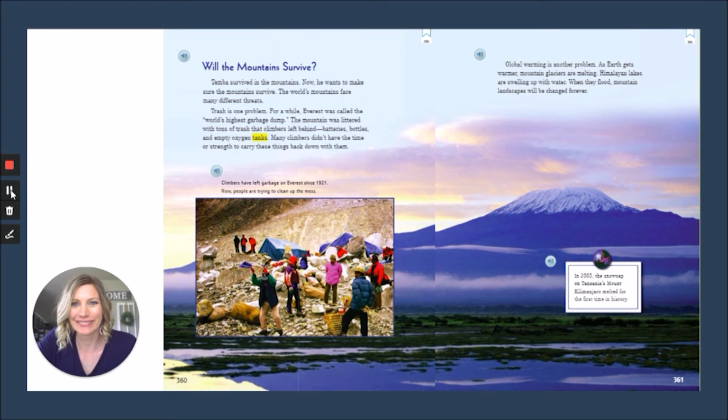Global warming is another problem. As Earth gets warmer, mountain glaciers are melting. Himalayan lakes are swelling up with water. When they flood, mountain landscapes will be changed forever.